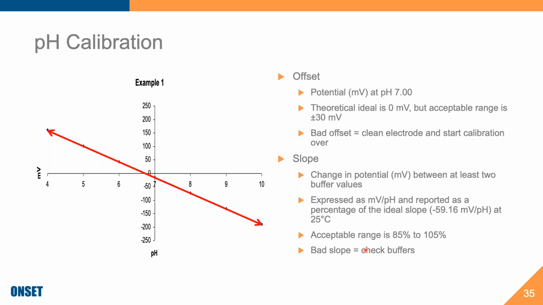I would argue, now that we know what offset and slope are, that if you're about to deploy, for instance, a pH logger or a multi-parameter sonde for a long deployment, 6 weeks, 4 weeks, if you're hovering near 85% and an offset that's close to plus or minus 30 millivolts, my recommendation would be to get a new electrode prior to the deployment, just for the sake of making sure that the electrode doesn't drift too far outside of acceptable ranges while it's deployed.